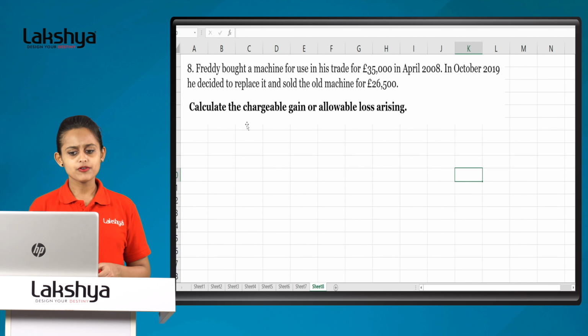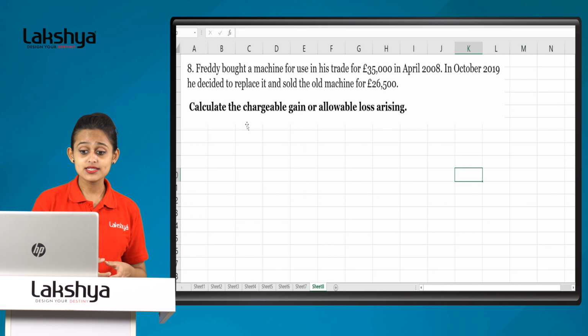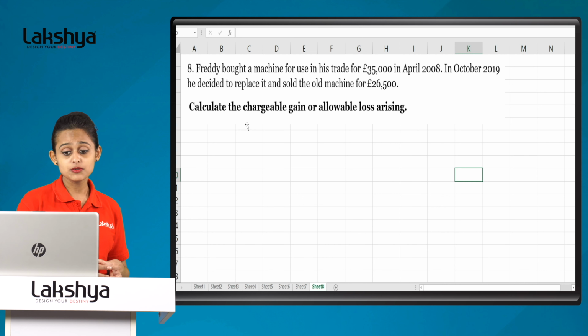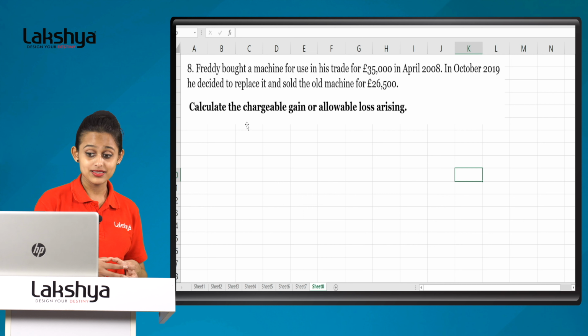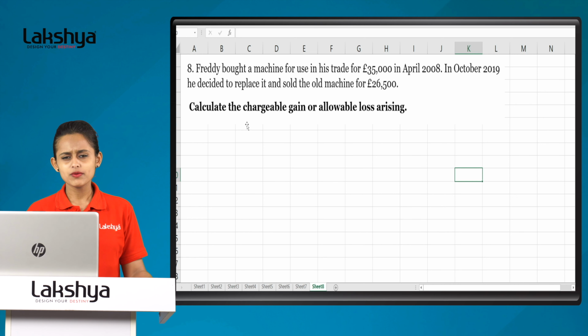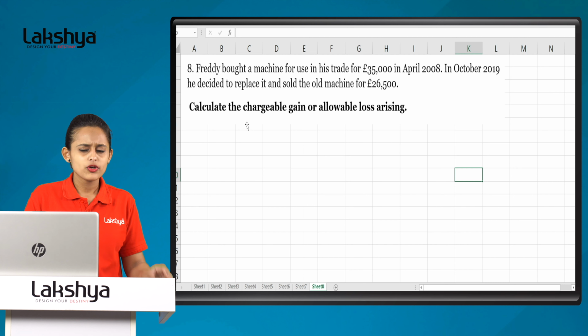Freddie bought a machine for use in his trade for 35,000 in April 2008. In October 2019, he decided to replace it and sold the old machine for 26,500. Calculate the chargeable gain or allowable loss arising. That's the question given to us. So what are we supposed to do here? Bought a machine for use in trade. Okay, so it's a machine.